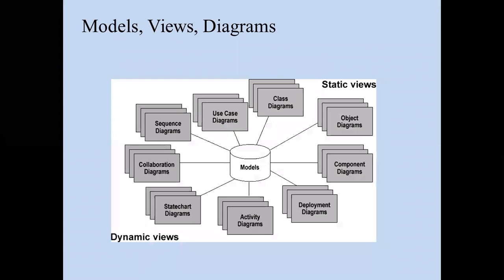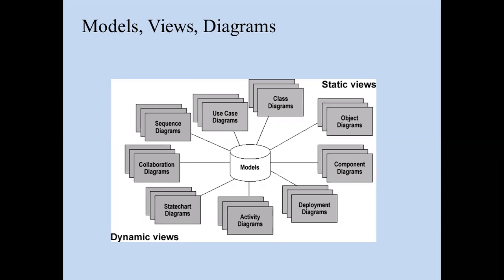Then here you can see the models. There are two views, dynamic and static. In models there are several diagrams. We are going to design diagrams for the system like use case diagram, sequence diagram, state chart diagram, collaboration diagram, and activity diagram. Some static views like class diagrams are fixed; you cannot change the classes, objects, and components of the system. And deployment diagrams.